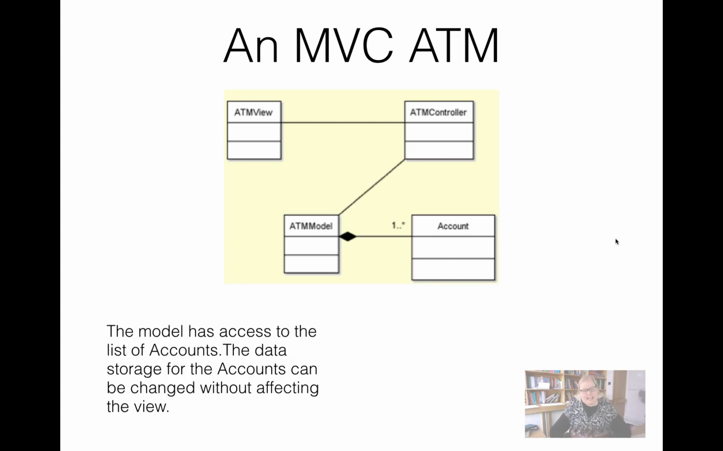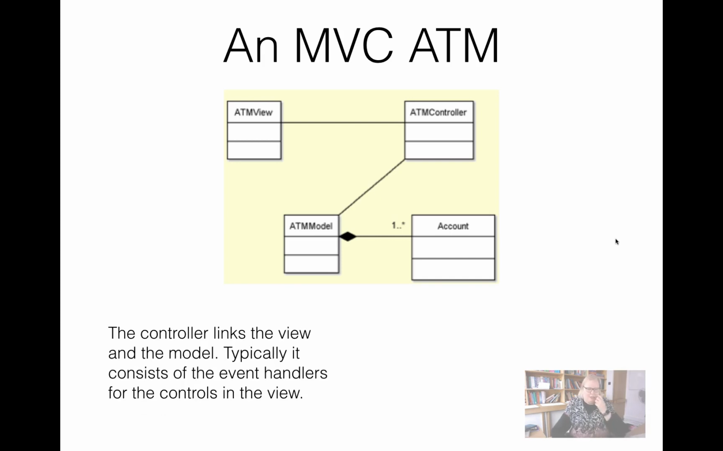What the model does have is access to a list of accounts. The data stored for the accounts can be changed without affecting the view in the slightest. So if I decide to upgrade my bank from an SQL database to a NoSQL database, I can do that, and I don't have to change my view or the way my ATM works at all. The controller links the view and the model. Typically, it consists of the event handlers for the controls in the view.